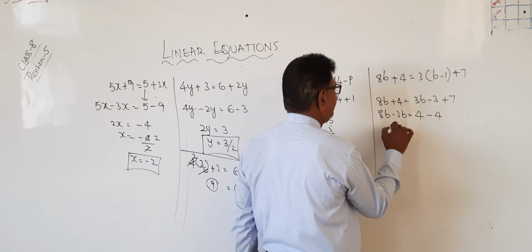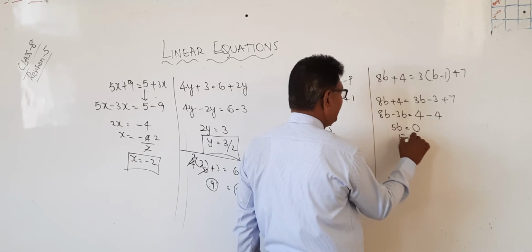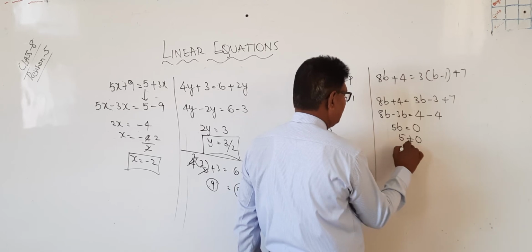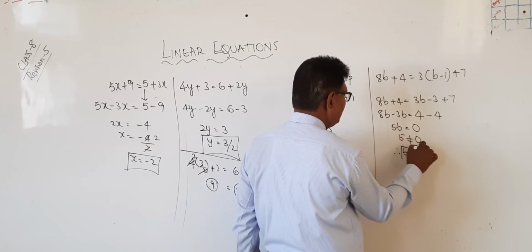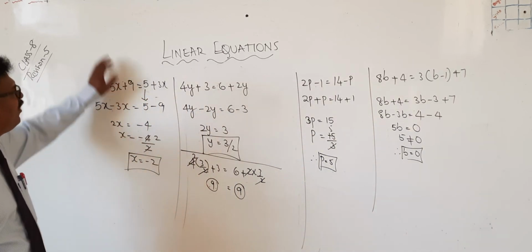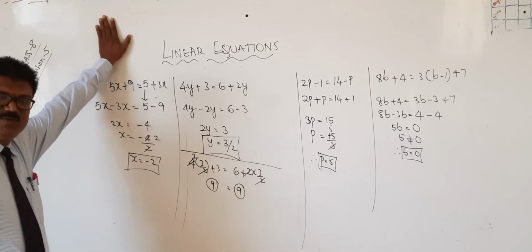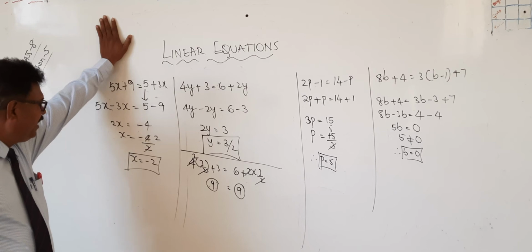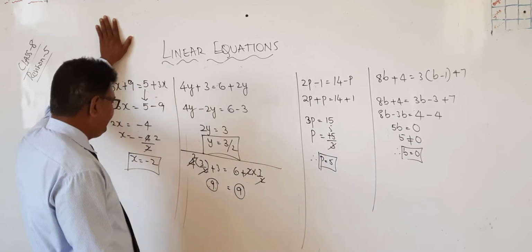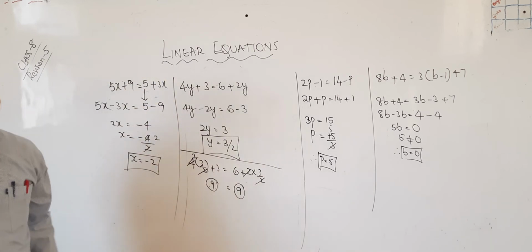3b minus 3b, 8b minus 3b means 5b equal to 0. 5 is not equal to 0, therefore b must be equal to 0. Because a number cannot be equal to 0, but an expression or a variable can be equal to 0, except the numbers. Numbers will not be equal to 0. Okay? Please take down.